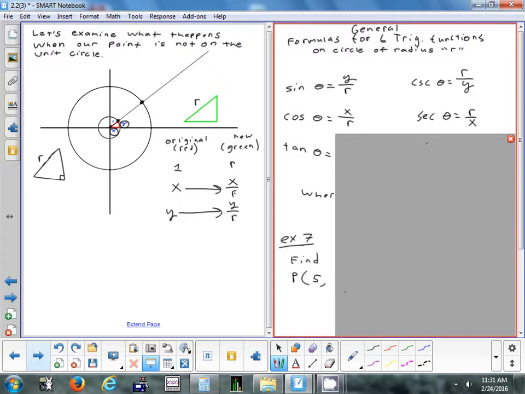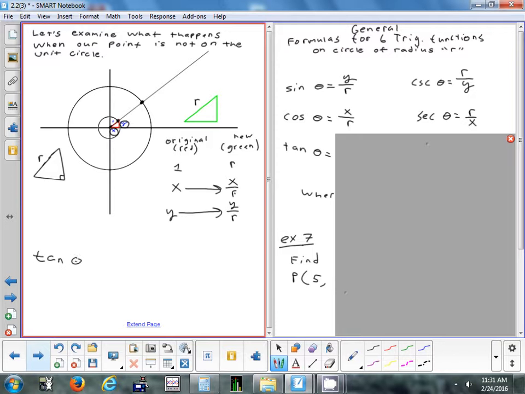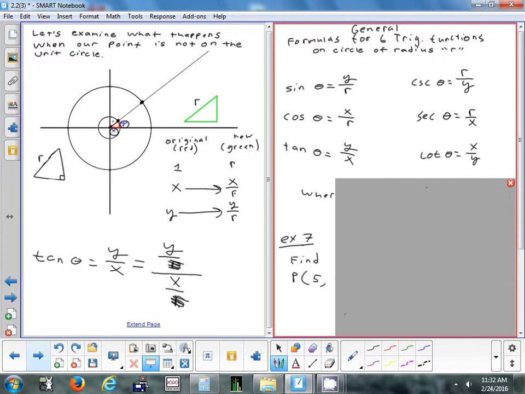What was the last one? What was tangent? Tangent was y over x. Well, I just said y becomes y over r, and x becomes x over r. When you divide those two fractions to simplify it, what cancels out? The r's. Whenever you have the same denominator, we've seen that with numbers, well, it works with letters too. So tangent actually stays the same. There's no change. Y over x.